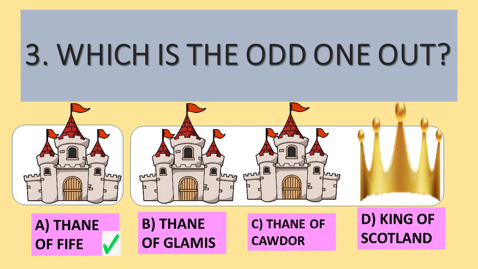Question number 3, the odd one out is the Thane of Fife. The other titles are given to Macbeth, or Macbeth begins as the Thane of Glamis and then becomes the Thane of Cawdor before killing King Duncan to claim the crown and become the King of Scotland. The odd one out there is Macduff, who is the Thane of Fife, but the witches do mention the Thane of Fife when they tell Macbeth that he should beware of him.